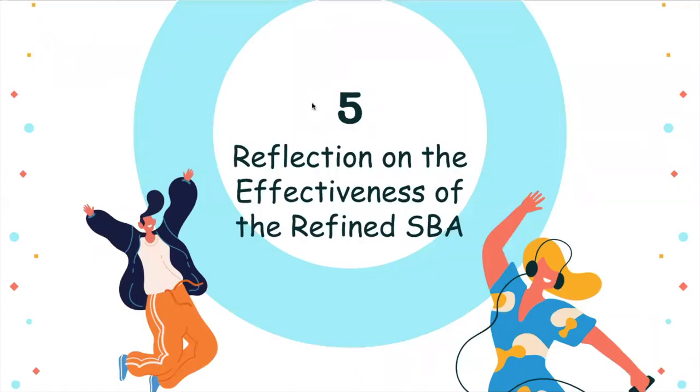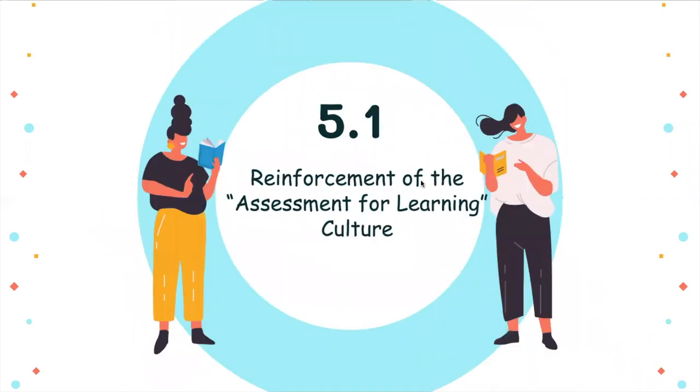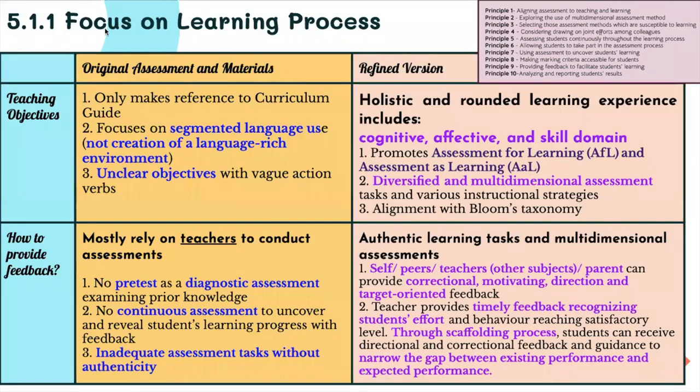So, yes. And I'm Eunice, and I'll be talking about part 5. I'll be in charge of 5.1.1. And 5.1.1 is focused on the learning process. Throughout our refinement, all authentic tasks have met the requirements of the 10 principles. And for example, in teaching objectives, we have holistic and rounded learning experience, including cognitive, affective, and skill domain. It helps promote AFL, assessment for learning, and AAL, assessment as learning. We also included diverse and multidimensional assessment, and we have aligned it with Bloom's taxonomy.